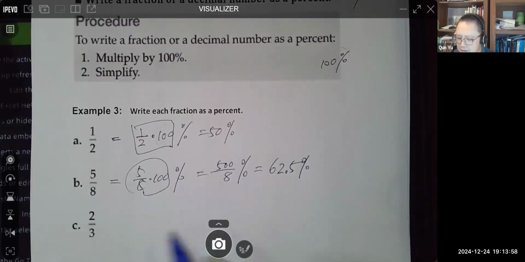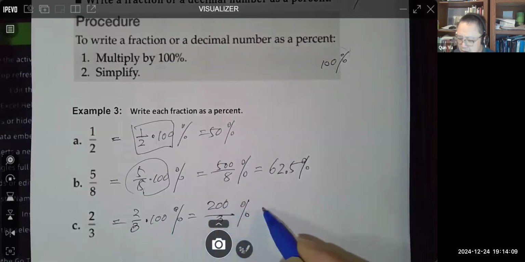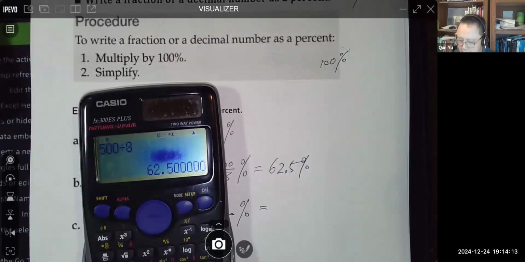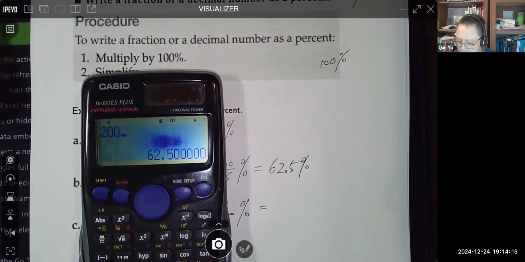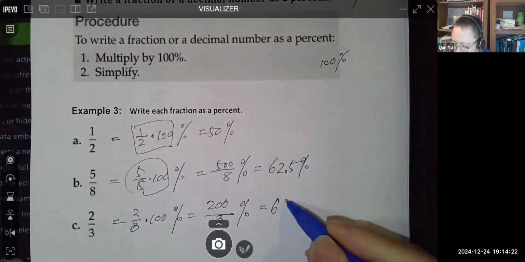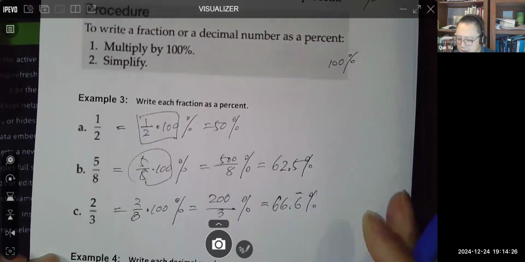And this one, same thing, 2/3 times 100%. So that's going to be 200 over 3%. So 200 over 3, like 66.67. Let's just do division. 66.6. So 66.6, you can put a bar on the top to indicate it is repeating.